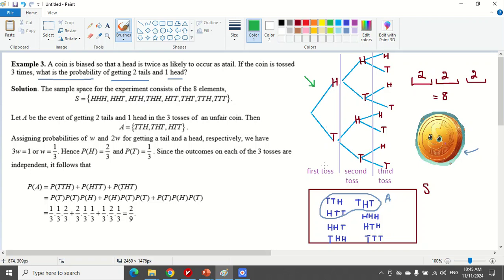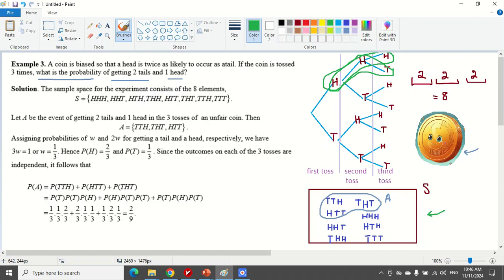In the first toss, as you can see, we have head and tail. In the second toss, we have head and tail for each case, and again head and tail. So by sketching the tree diagram, you can easily write the elements of your sample space. That means that at the end of each branch you can find 1 sample point. So we have HHH, meaning the first toss is head, the second toss is head, the third one is head as well. And also we have HHT at the second branch. That means the first one is head, the second one is head, and the last one is tail. In this way we can write all the sample points in 1 sample space.